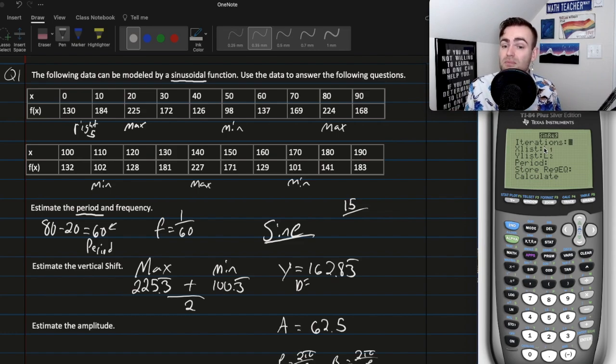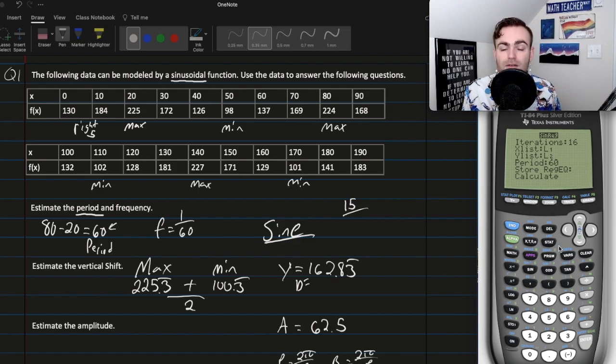So what's the max number you can plug in? From what I've heard, the max number you can plug in is 16. So let's do that, and that's going to give us the sharpest, nicest one. Our x is list 1, y is list 2. That makes sense. Our period, we already found to be 60. And we do want to store a regression equation.